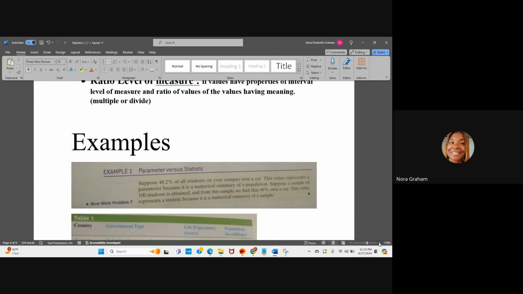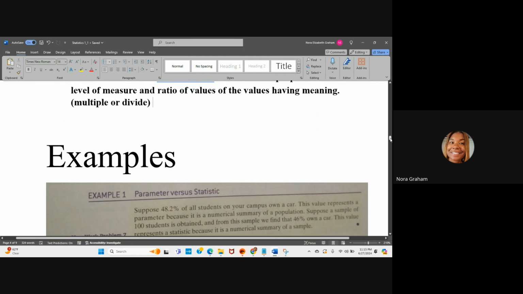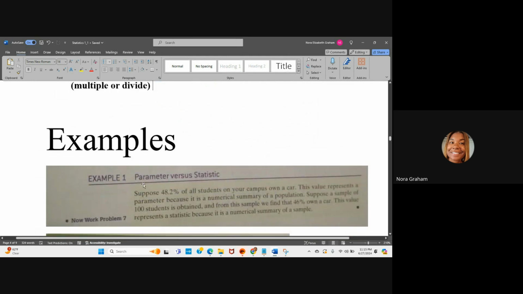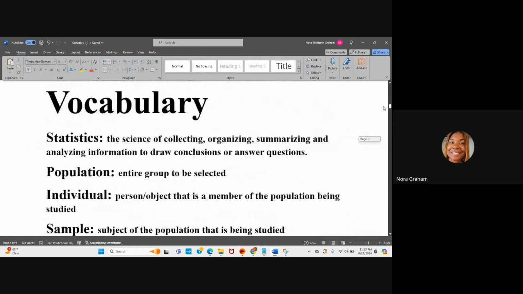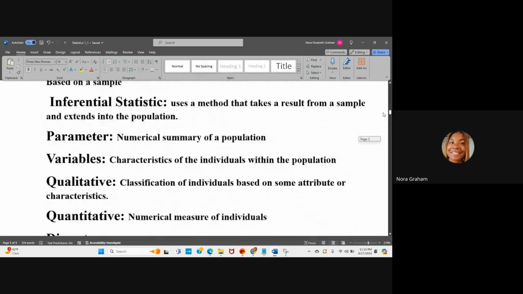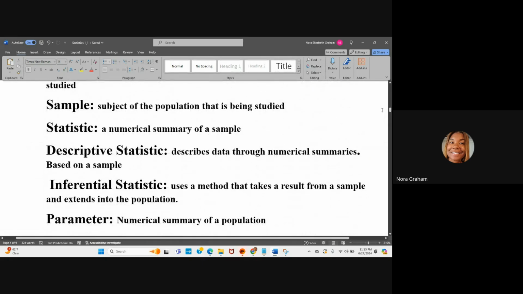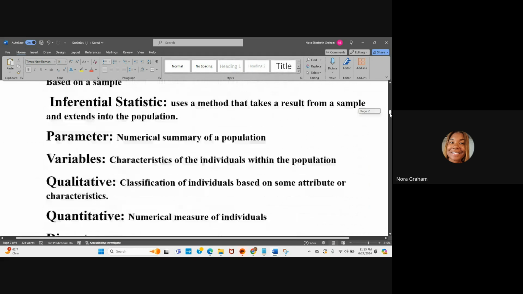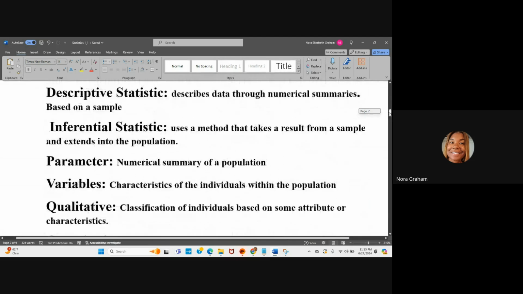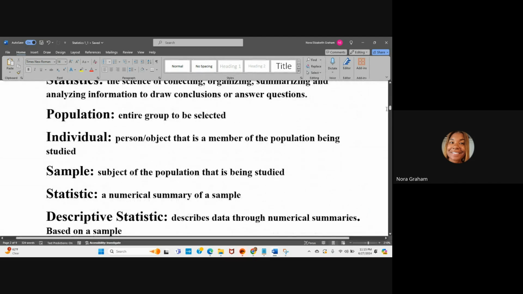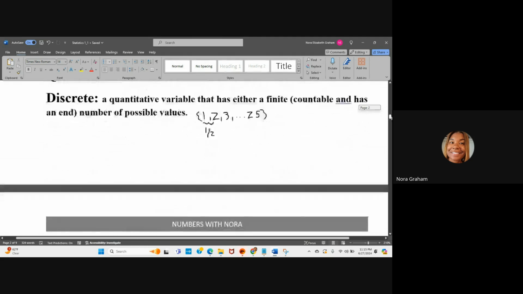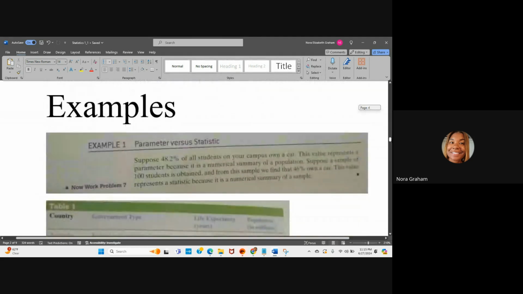Let me zoom in on this one so we can focus on it. This is example 1 in the book, and it's going to talk about parameter versus statistic. So remember from our definitions, we already know what a parameter is. A parameter is a numerical summary of a population, so all. And then a statistic is a numerical summary of a sample. So a statistic is of a sample, and a parameter is of it all. All right, so let's look back at example 1.